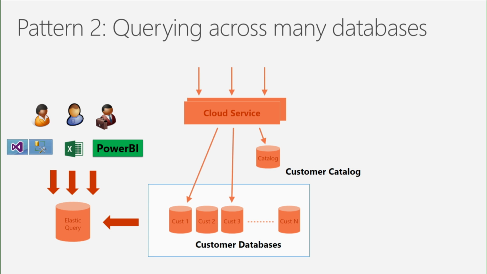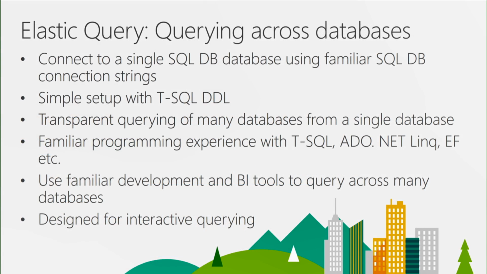Essentially, tools like Power BI, Management Studio, Excel, Tableau, Cognos, Informatica connect to a dedicated database that's called Elastic Query here, which then knows about the customer databases in your data tier, knows how to farm out your query and process it in parallel across all of these databases. And that's a capability that we introduced into Azure SQL Database. It's called Elastic Query. And it follows exactly this pattern.